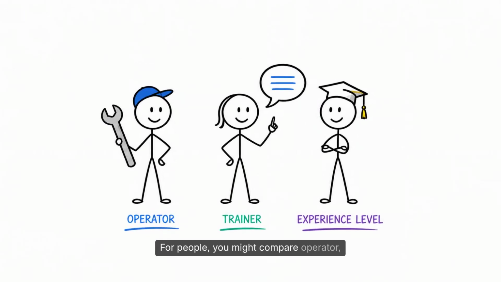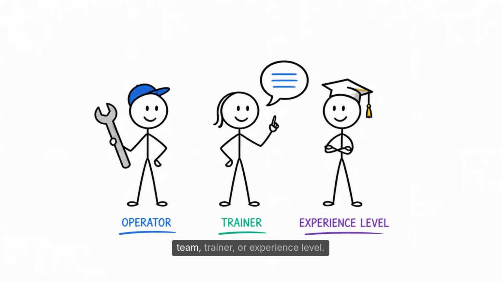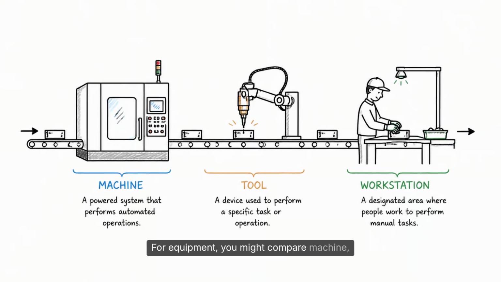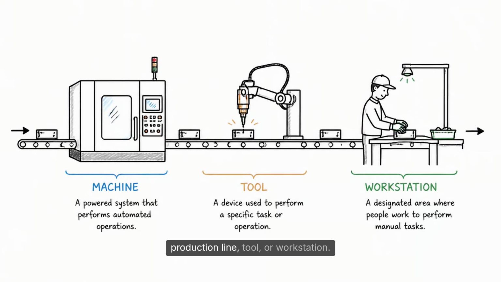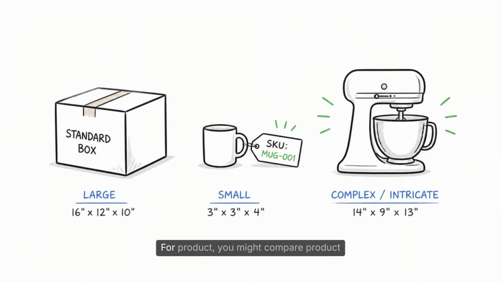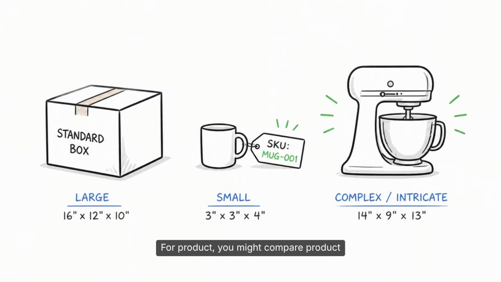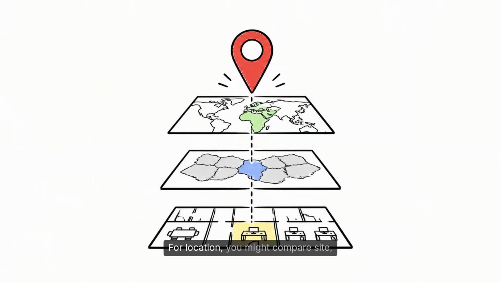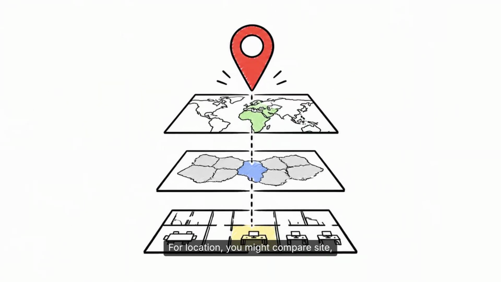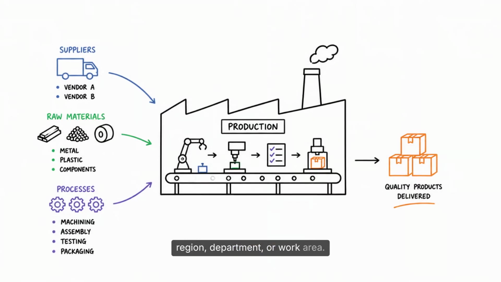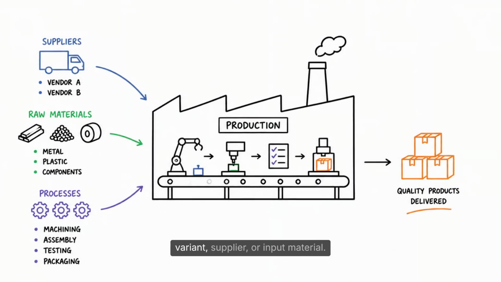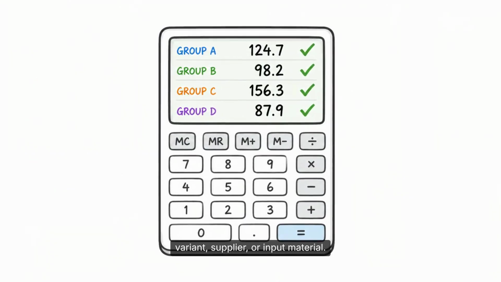For people, you might compare operator, team, trainer, or experience level. For equipment, you might compare machine, production line, tool, or workstation. For product, you might compare product type, SKU, size, or complexity. For location, you might compare site, region, department, or work area. For process, you might compare process variant, supplier, or input material.